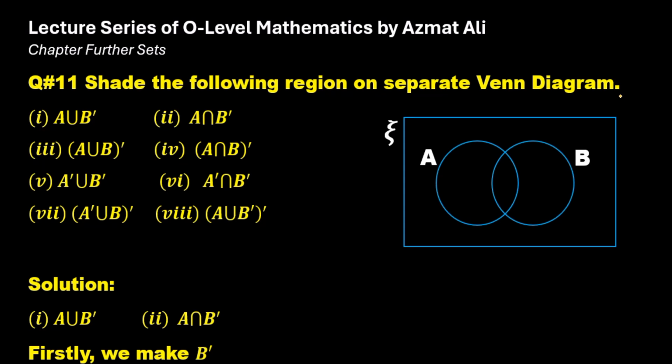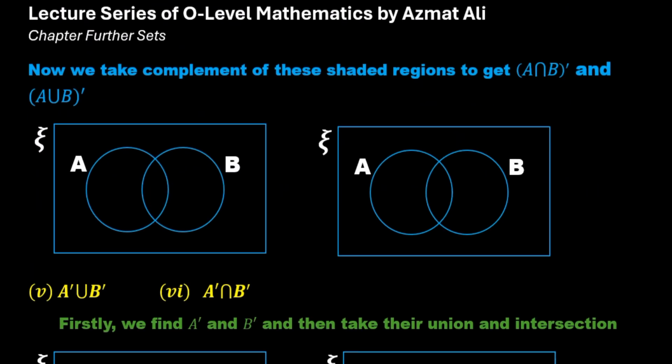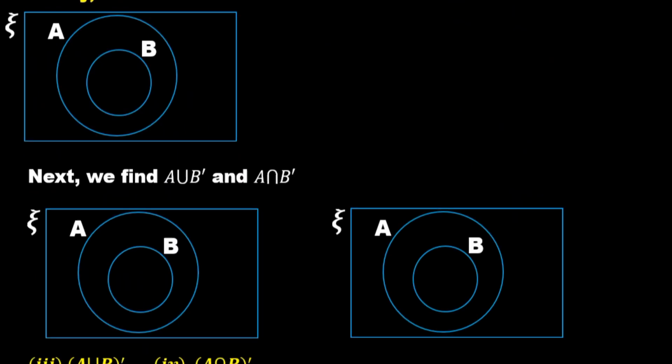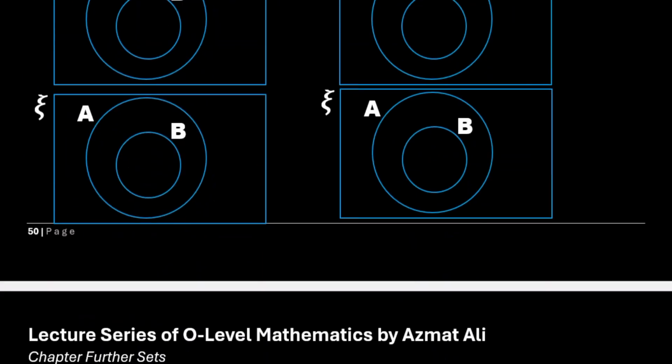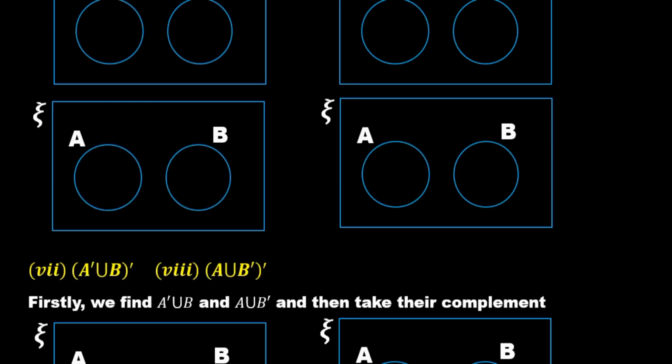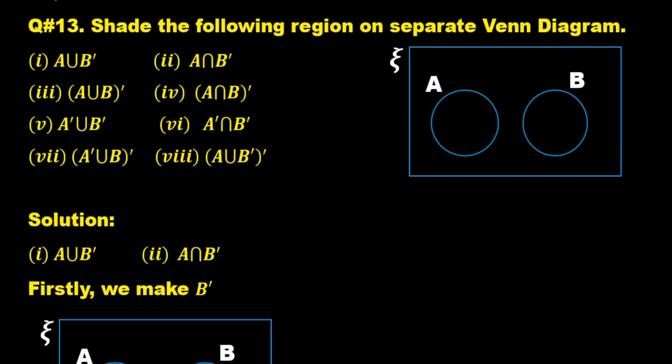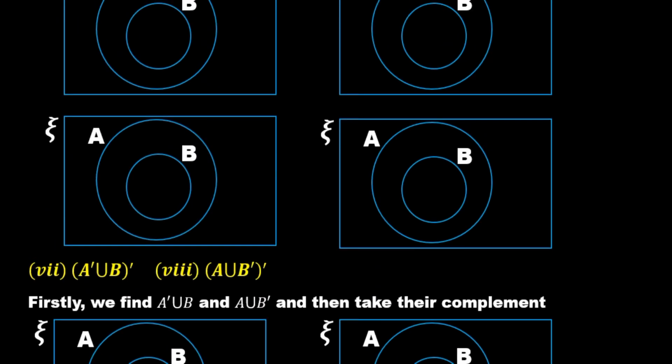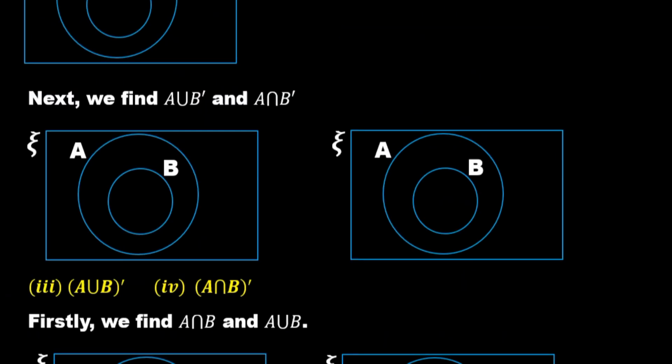In today's lecture, we will discuss a variety of questions in which we have to shade the given region on a separate Venn diagram. For example, in today's lecture, I will discuss 3 questions and each question consists of 8 parts. So these are actually 24 questions. So it might be possible that today's lecture might be a little bit long. And inshallah, I hope if you understand this lecture, you will easily solve every possible question related to the topic.